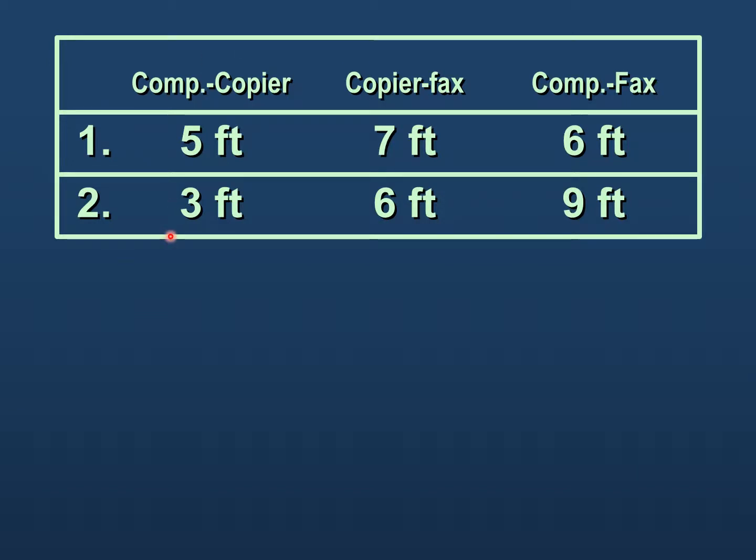Option number 2, even though we still have the shortest side being the computer to the photocopier, notice how the copier to the fax is 6 and the computer to the fax is 9, but if you add them up, 3 and 6 is equal to 9. So this is not a triangle, this is actually going to be a straight line, which is not what you want. So option 2 doesn't make any sense because it's a straight line.